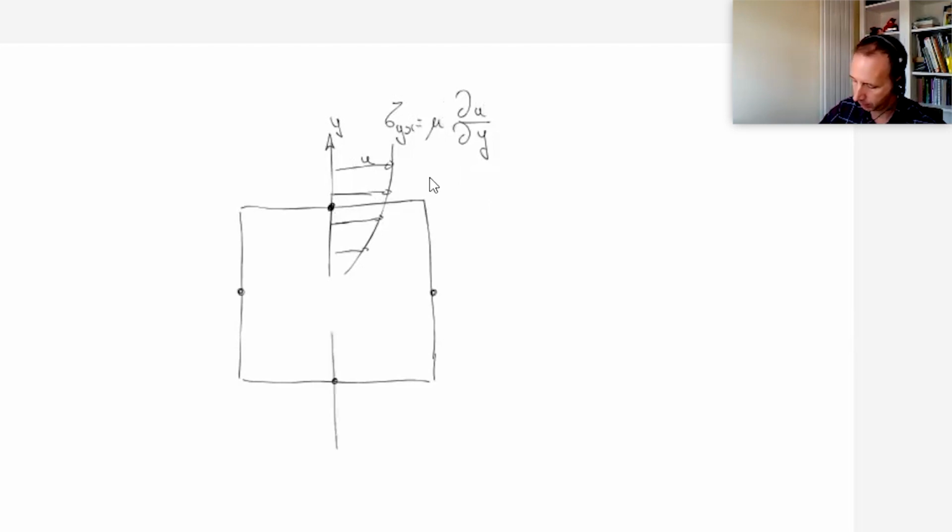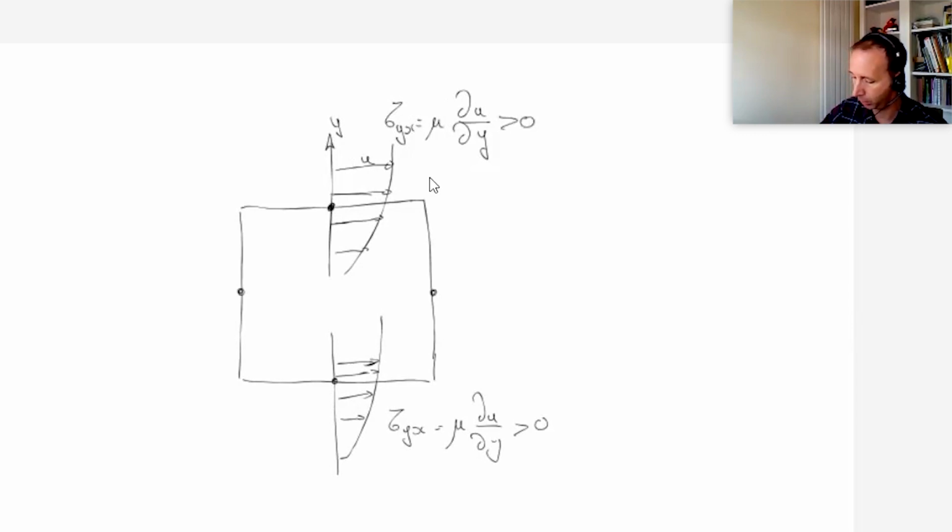You would have the same thing down here. If you have the same flow, then you would have again a shear stress appearing like this one, where the shear stress at that point is equal to, again, mu times du over dy. In both cases, we see that the derivative of u with respect to y is positive.